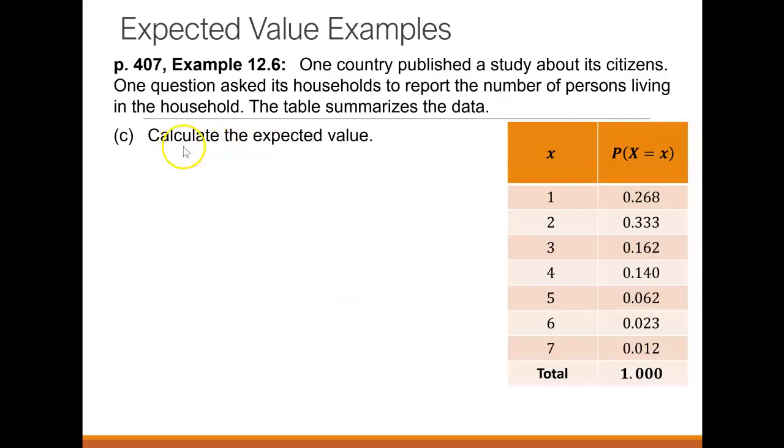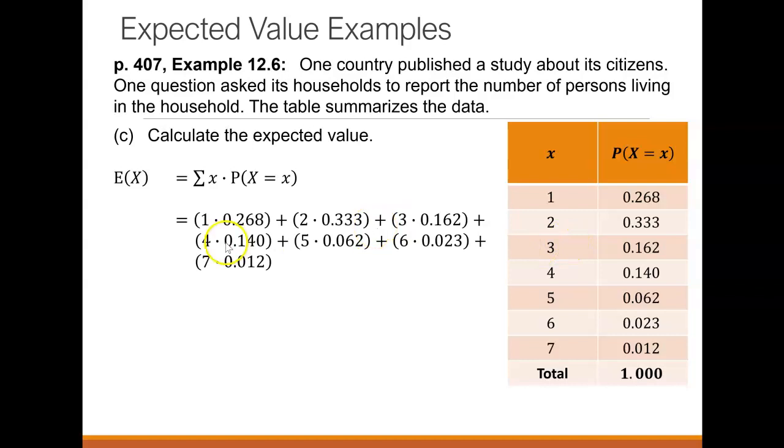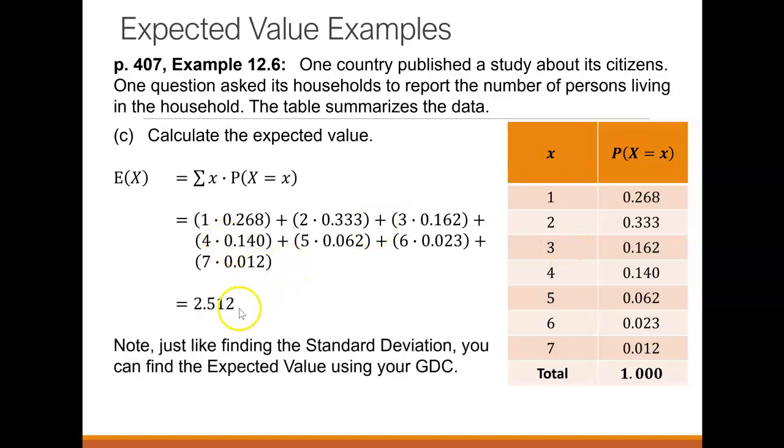If I want the expected value, remember that is the outcome times its probability, and we add up all the possible outcomes times their probabilities. So 1 times 0.268 plus 2 times 0.33, and so on. And we get 2.512. And now, again, there's an easier way to do this than just typing our list in, although this is perfectly effective. Let's show you the shortcut to do this on our calculator.